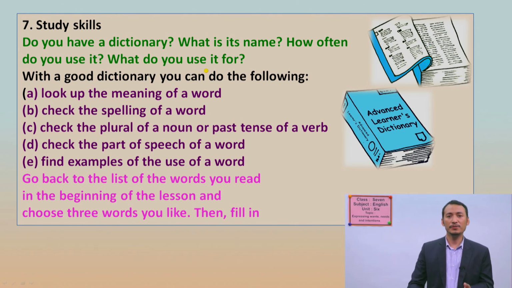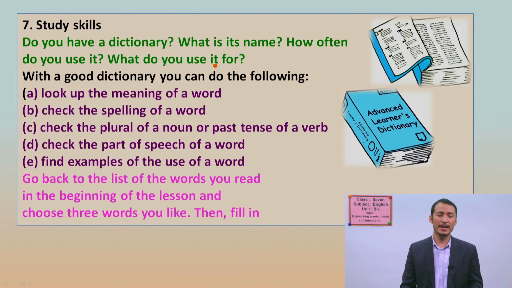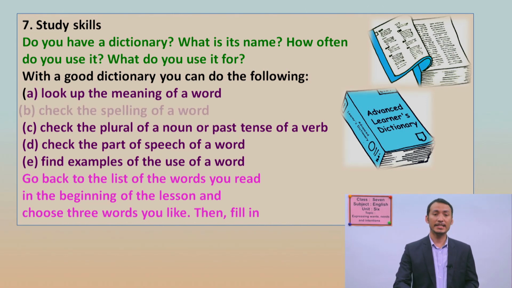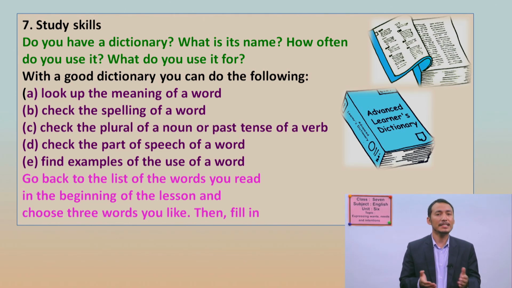And what do you use it for? Have you ever used a dictionary? You might have used it sometimes, right? Now you can buy it with different names and sizes, and you can learn English better. There are some things that you can find in the dictionary. For example, you can find the meaning of a word, and you can check the spelling of a word, and you can even check the plural of a noun or the past tense of a verb. You can find the forms of the words.